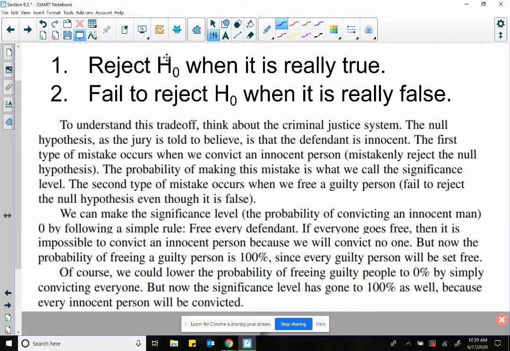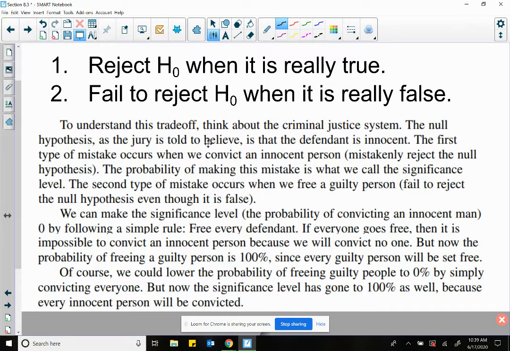So let's talk about that first type of mistake. It occurs when we convict the innocent. So we basically say that they are guilty, but when in fact they're really not. So the probability of making that mistake is what we call the significance level, as I said. And then the second type in this example is when we free a person that is really guilty.